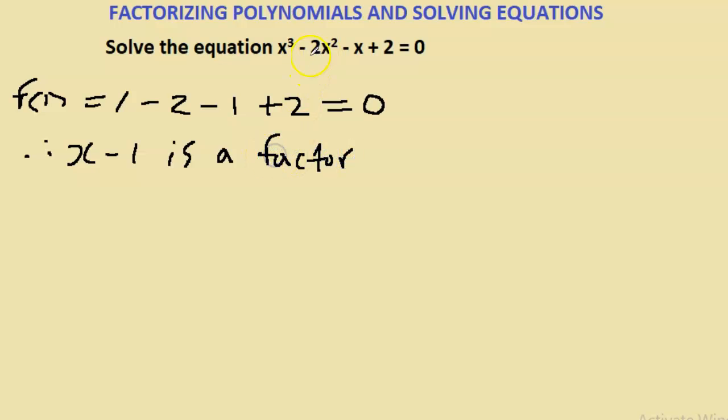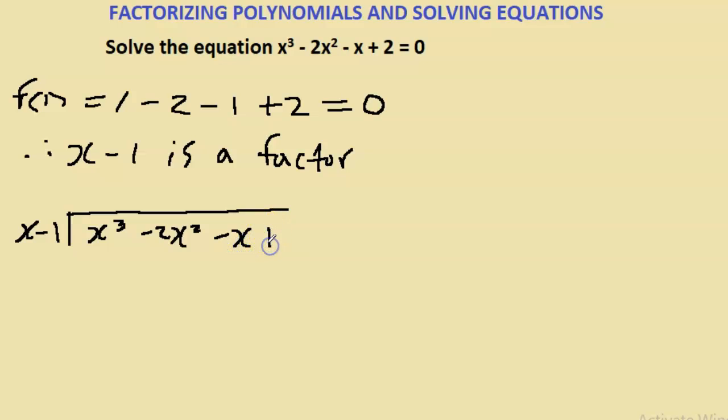Alright, in other words, f of 1 will give you 0 in this function. So when x minus 1 is a factor of the expression over here, now we need to find the other factors. And to get the other factors, we use long division. So we have x minus 1, and then we divide into x cubed minus 2x squared minus x plus 2, right? So let's divide x minus 1 into that.